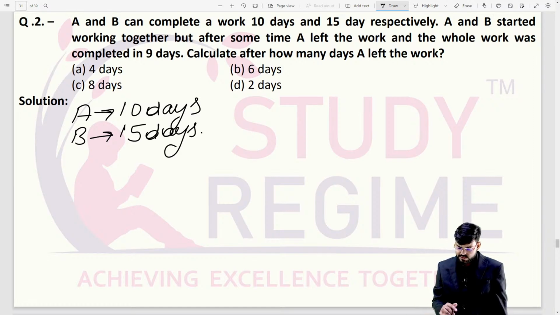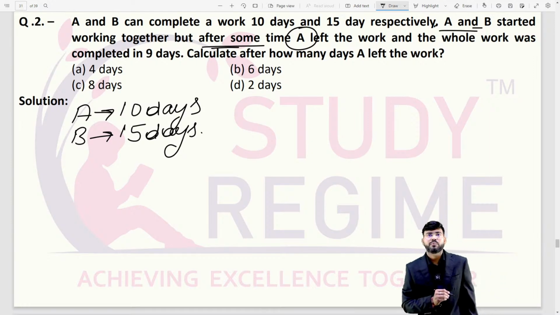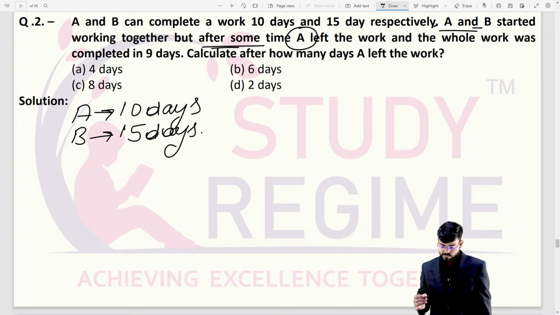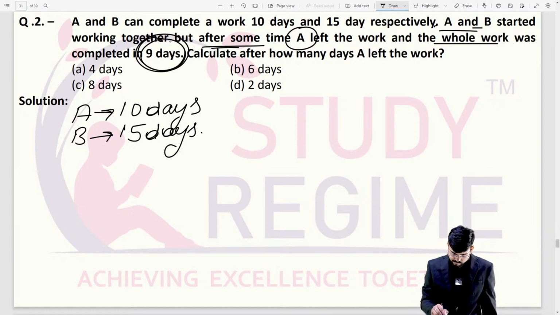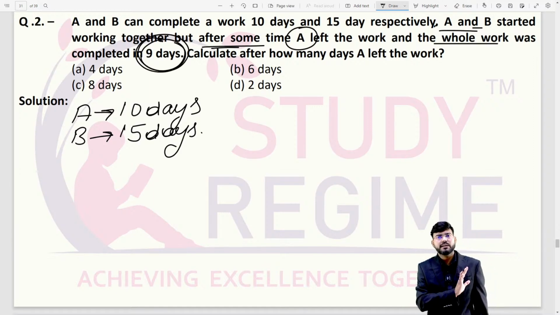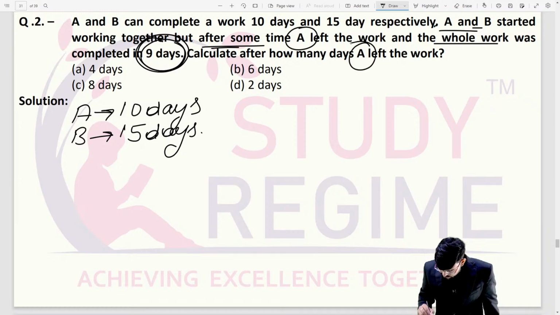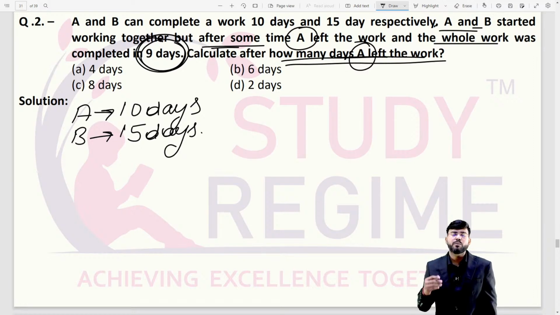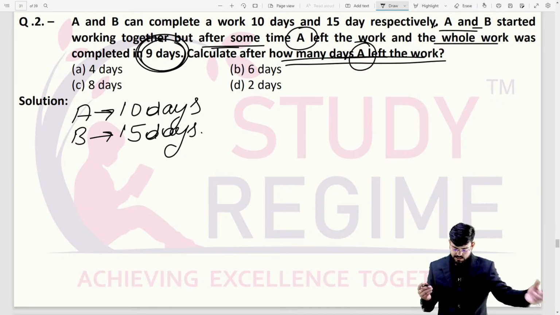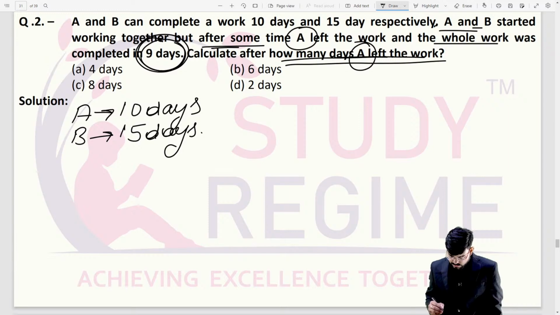If A and B start working together, but after some time A leaves the work, very important to note, the whole work was completed in 9 days. A left the work, but the work was completed in 9 days. Calculate after how many days A left the work. See, first we will calculate the total work. What is the total work?